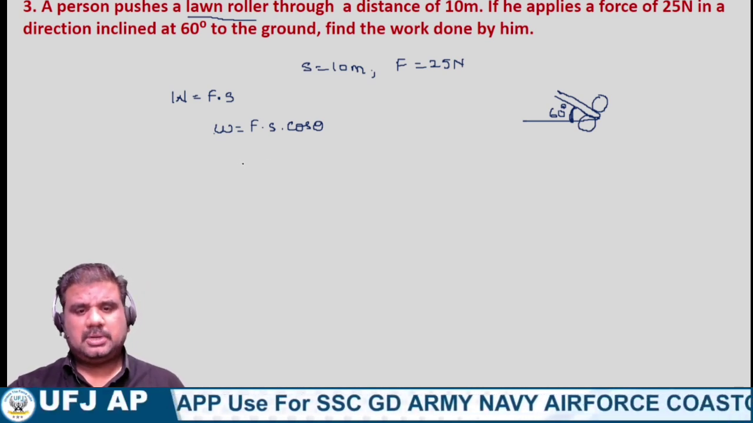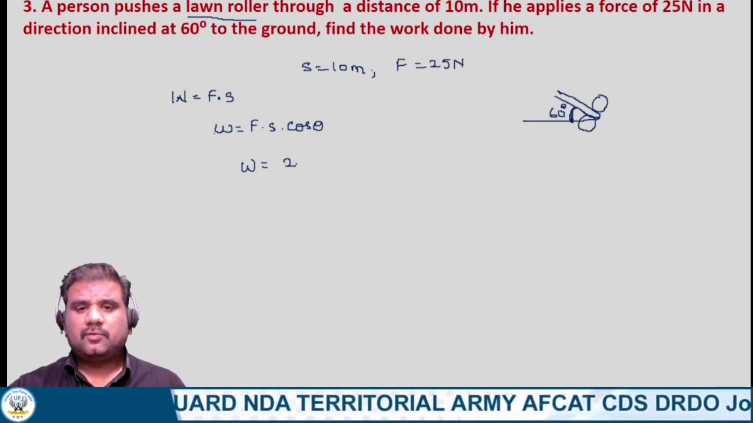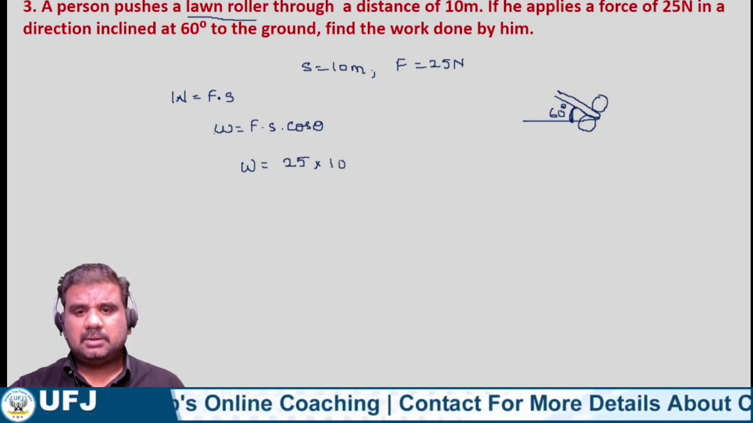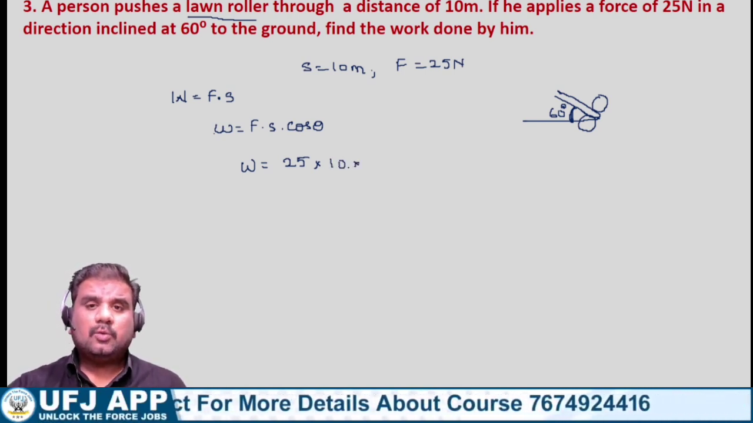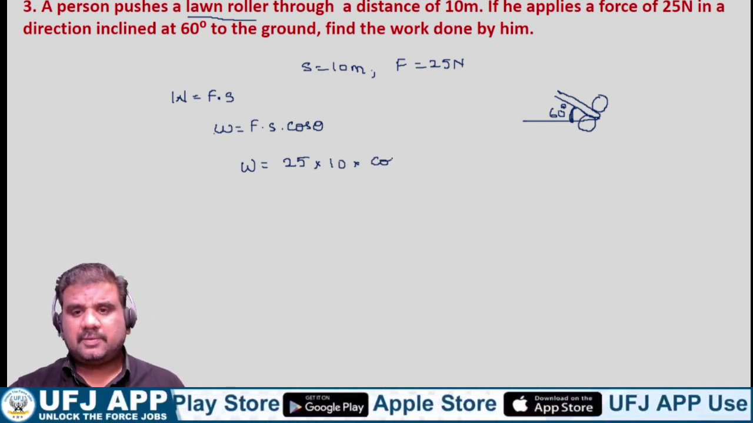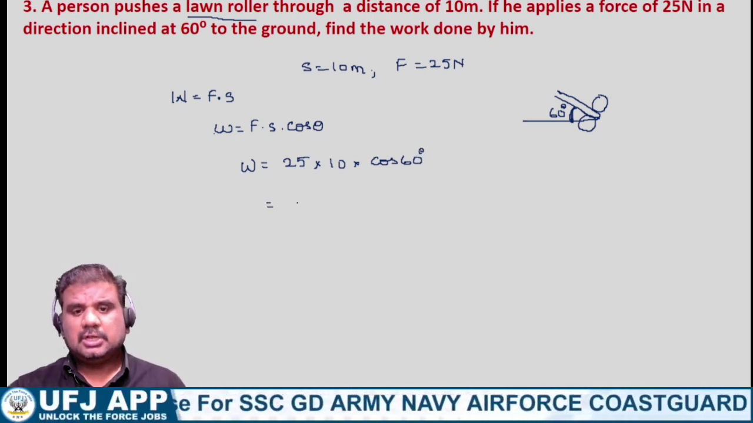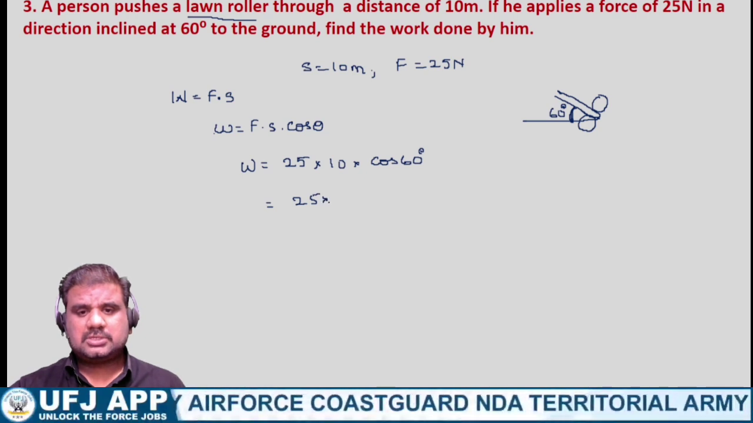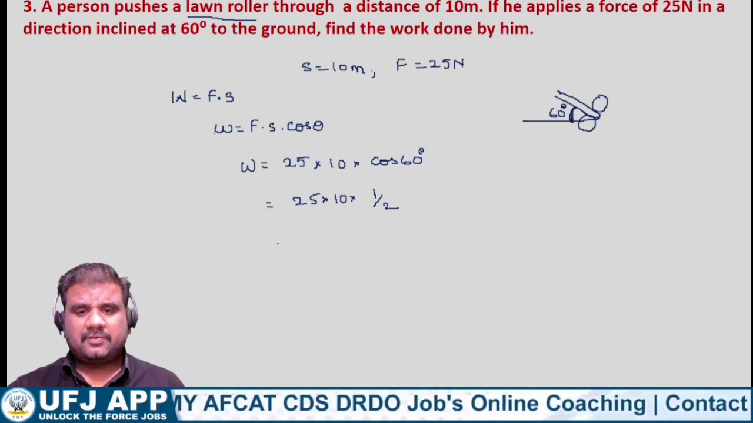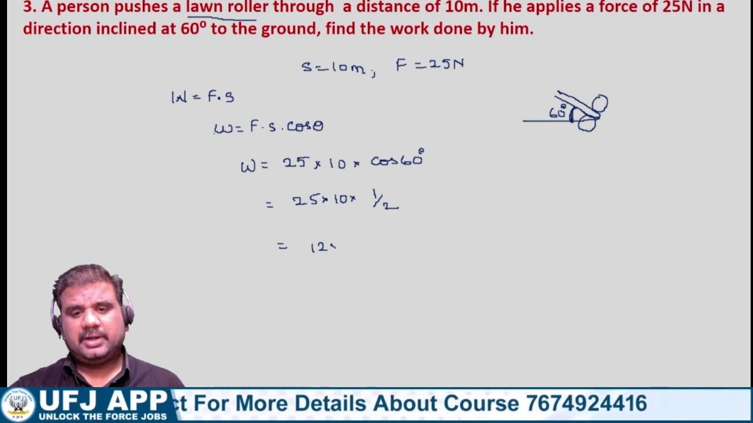So here in this particular case, work equal to, what is the amount of force? Force is equal to 25 newtons. At the same time, what is the displacement? 10 meters. At the same time, what is the value of theta? The theta value is 60, so cos 60 degrees. We need to find the value of cos 60. So cos 60 equal to 1 by 2. So 25 into 10, 250. 250 into 1 by 2, that's nothing but 125.